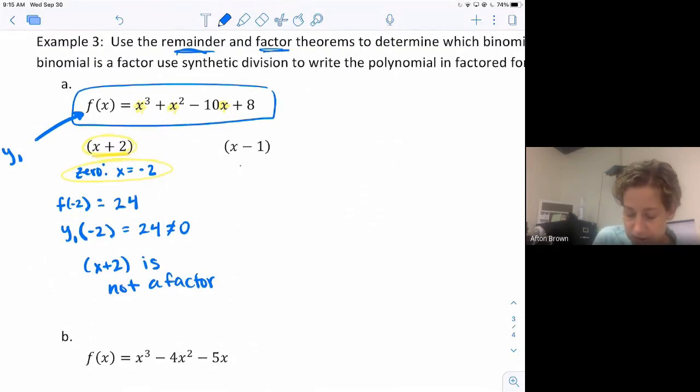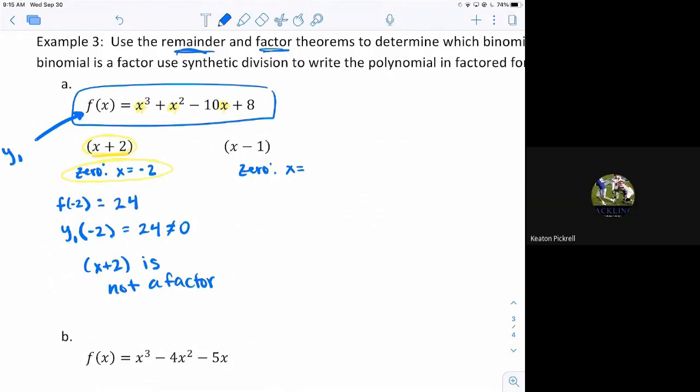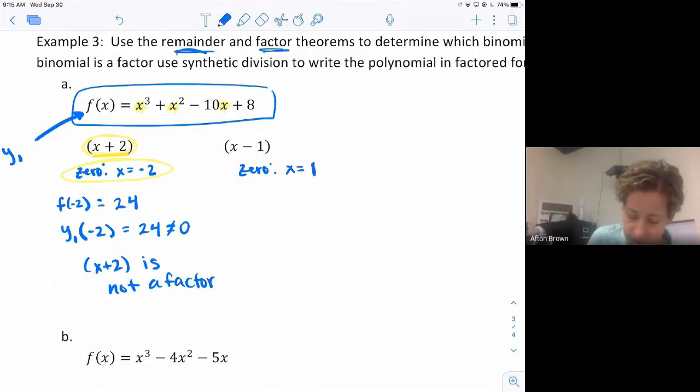Same function. What is the 0 of x minus 1? What x value makes that be 0? X equals what? I'm going to pick on Keaton. What do you think? I think you answered me last time too. What x value makes x minus 1 equal 0? Just add 1? Exactly. Good. So to make it be 0, we just change it so x equals 1.